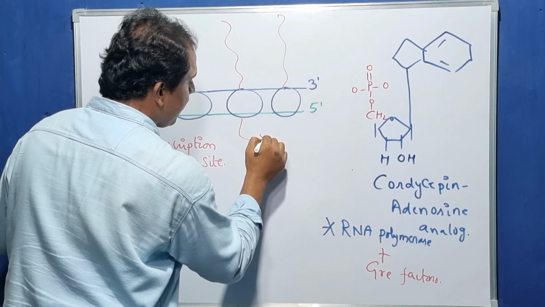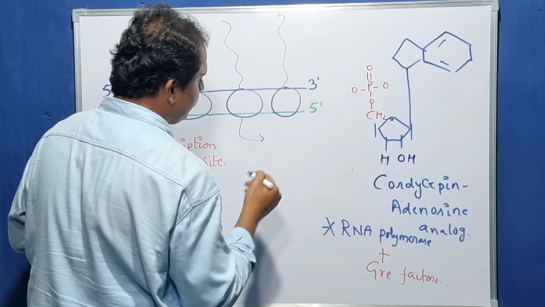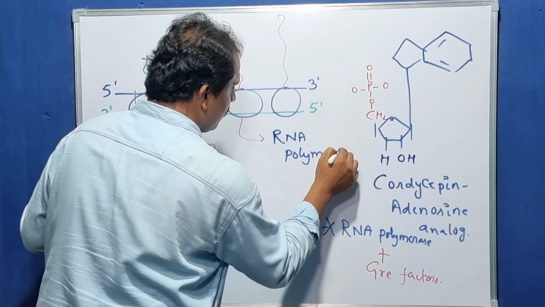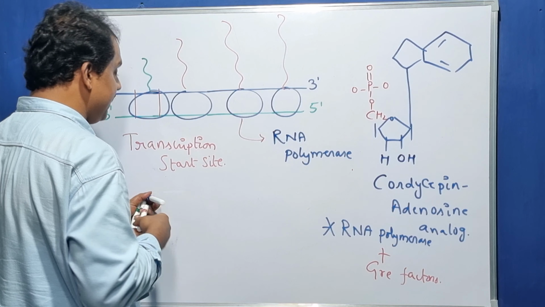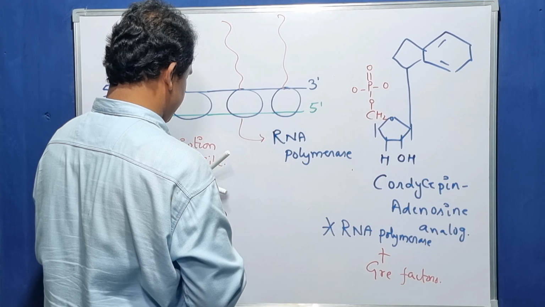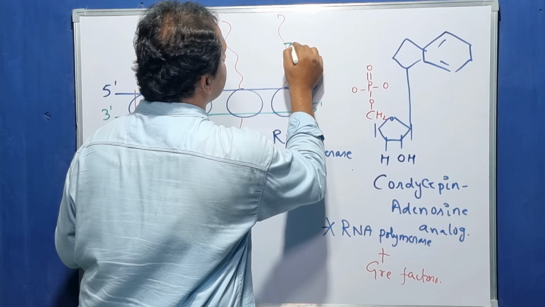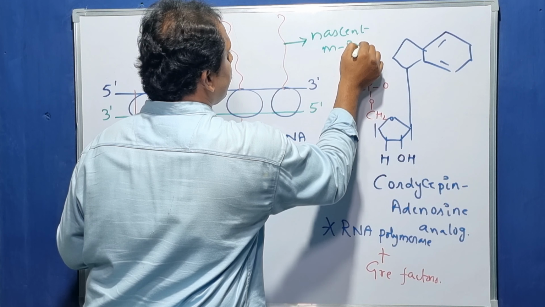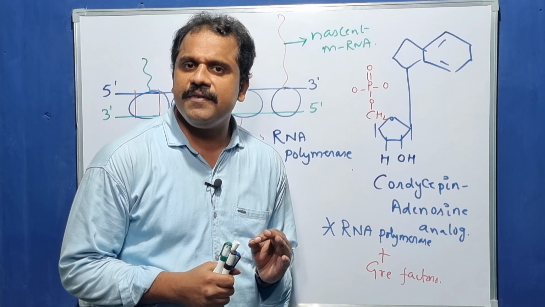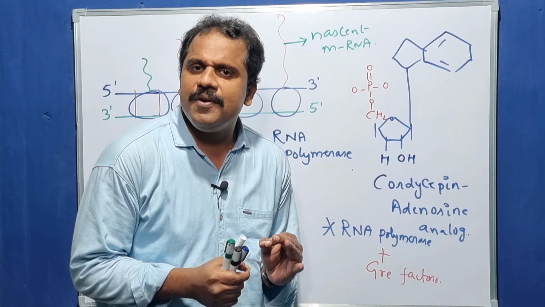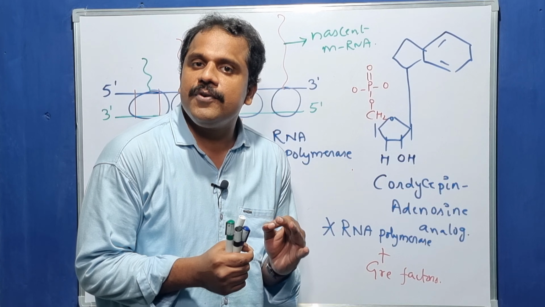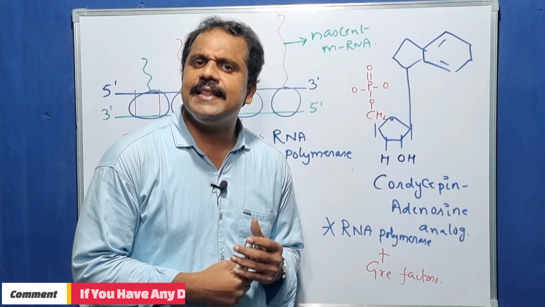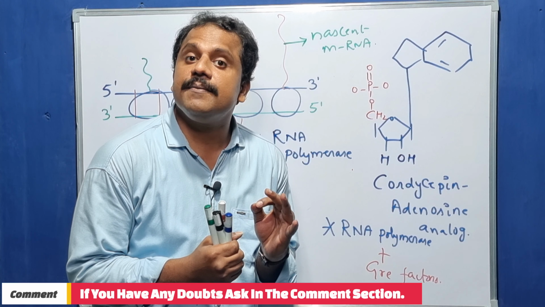So this is the RNA polymerase enzyme. And it is the nascent mRNA. So this series of events will continue until the RNA polymerase enzyme is about to reach or recognize the termination site, which is a part of the double-stranded genomic sequence. So this is regarding the elongation phase of the transcription mechanism in case of prokaryotes.